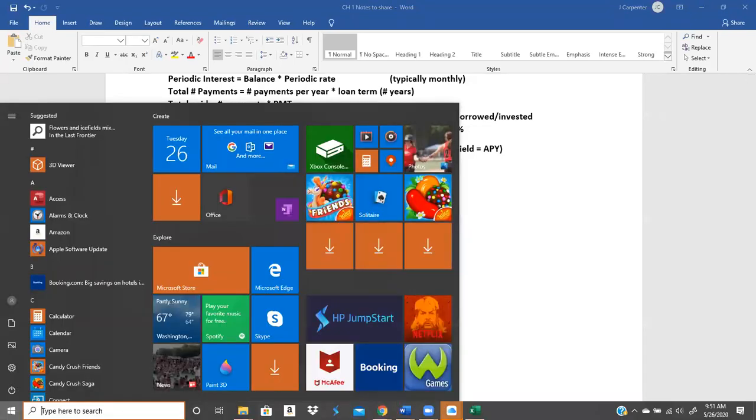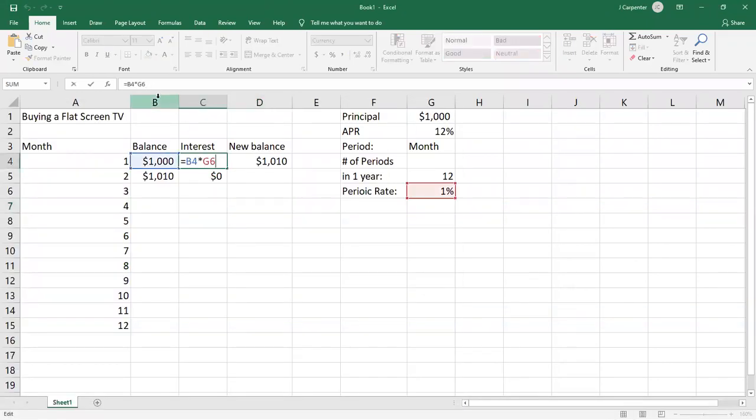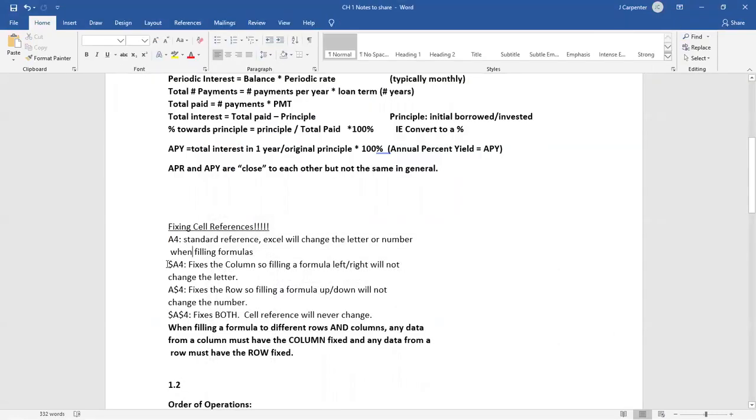So these were standard cell references, B4 times G6. But we don't want that red box moving, so we're going to need to put a cash symbol somewhere on it. So let's see. If you put a cash symbol in front of the letter, that will fix, and what I mean by fix is it wasn't broken and you're fixing it. I mean it keeps it rigid. It makes it stay in place. It fixes the column, so filling a formula left or right will not change the letter. So that, in other words, makes it not move left or right. The cell reference, that is.